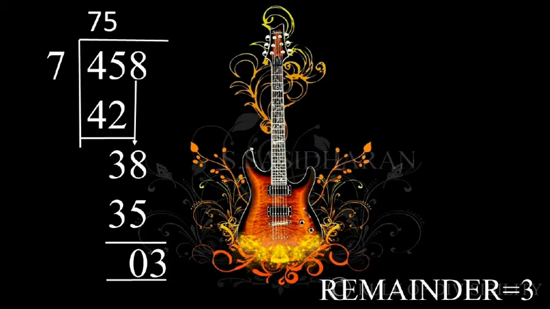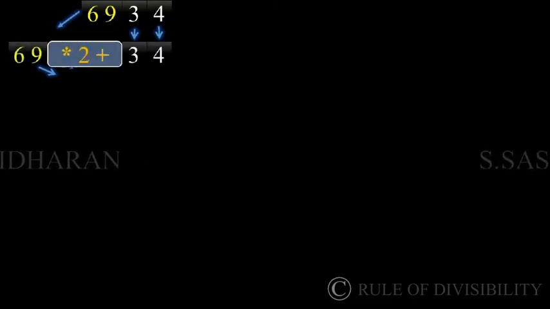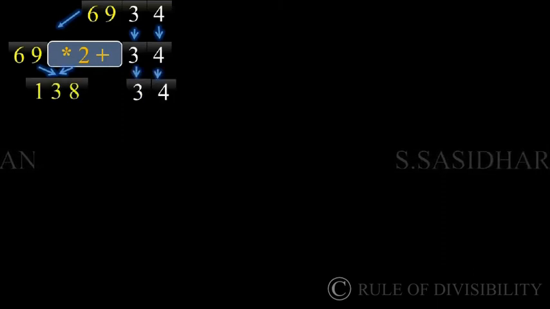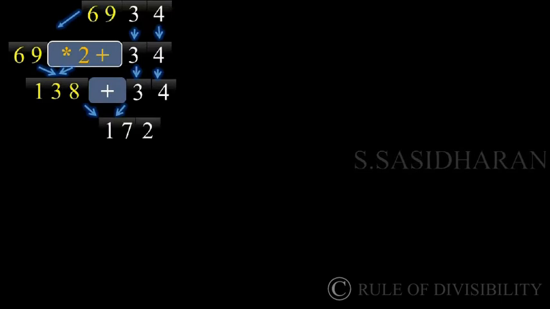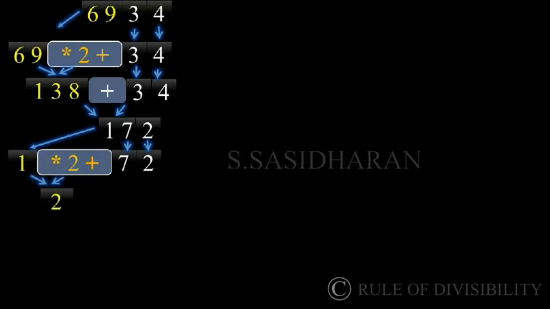We can check with another example. Let us take a 4-digit number 6934, and check whether it is divisible by the divisor 7. Leave the last 2 digits 34 and multiply 69 with the magical number 2, and we get an answer of 138. Adding 138 with 34, we get 172. Again simplify by applying the rules, we get a final answer of 74.